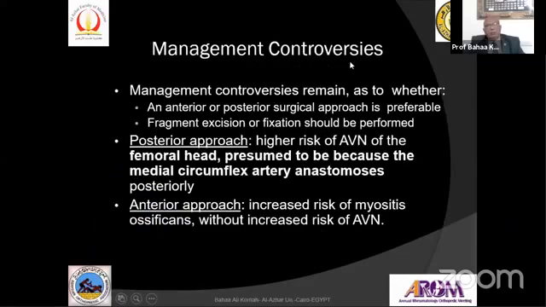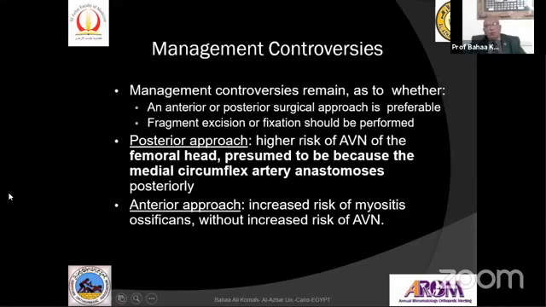The management controversies remain as to whether an anterior or posterior surgical approach is preferable, and whether fragment excision or fixation should be performed. Still, these are the questions that need to be answered. With the posterior approach, there is a high risk of avascular necrosis of the femoral head, presumed to be because of the medial circumflex artery anastomosis posteriorly.